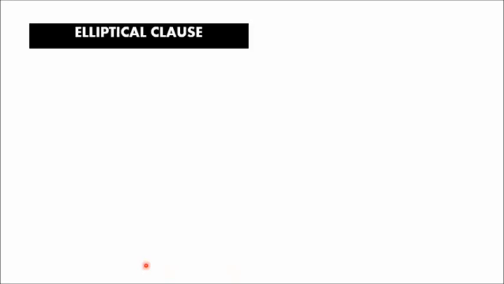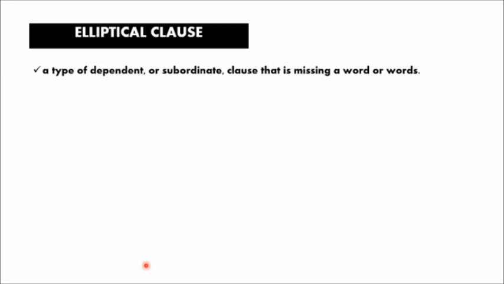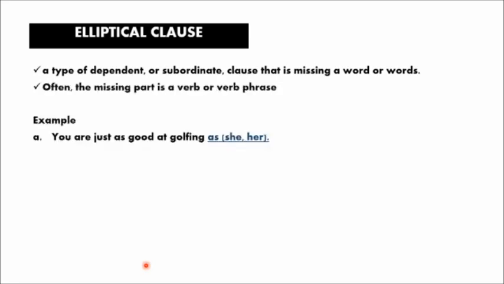Now let's go to the last type of dependent clause, which is the elliptical clause. An elliptical clause is a type of dependent or subordinate clause that is missing a word or words, and often the missing part is the verb or the verb phrase. While elliptical clauses are acceptable to use, they can sometimes cause confusion for writers and readers, especially when the sentence ends with a pronoun. So consider the example here.